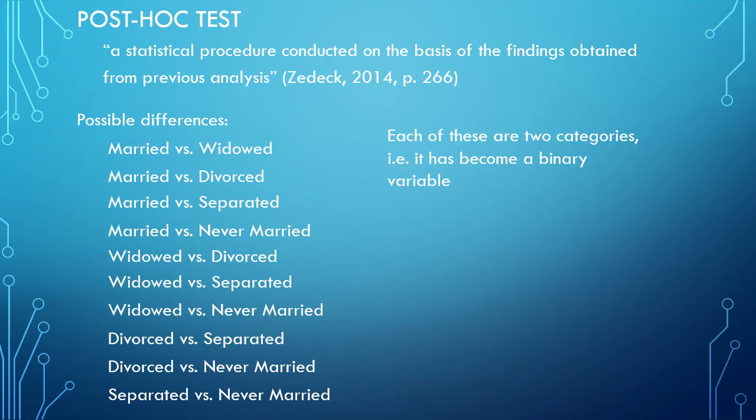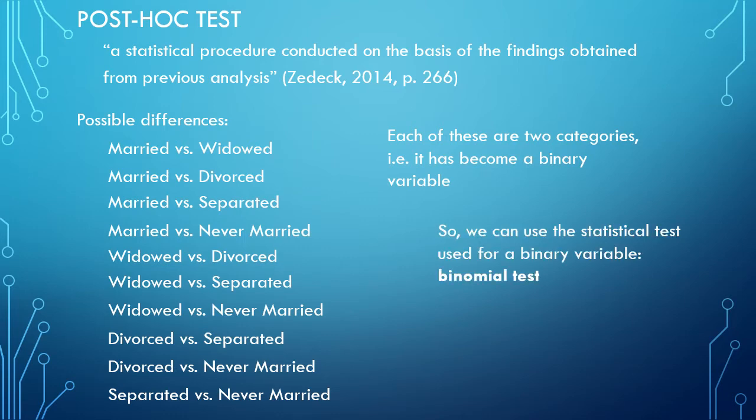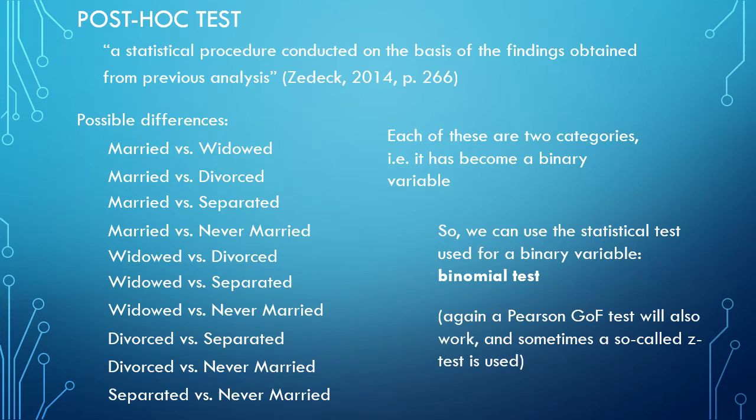Now, if we have only two options, then actually it's no longer just a nominal variable. Well, it still is, but we can now specify it even further to a binary variable. And for a binary variable, I've already made another video on how you can analyze those. So what we can do is just use the statistical test for that, which is a binomial test. You could also perform another Pearson goodness of fit test, or sometimes even a z-test, but I'm going with the binomial test.